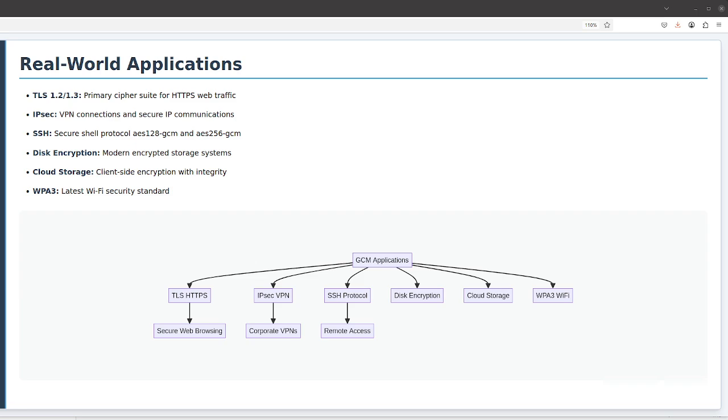Wireless security protocols use GCM. WPA3, the latest Wi-Fi security standard, uses GCM as one of its encryption options. This provides strong security for wireless networks with excellent performance on modern Wi-Fi chipsets that include hardware acceleration.